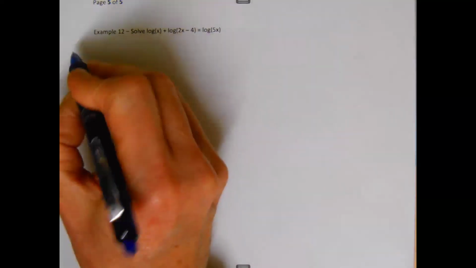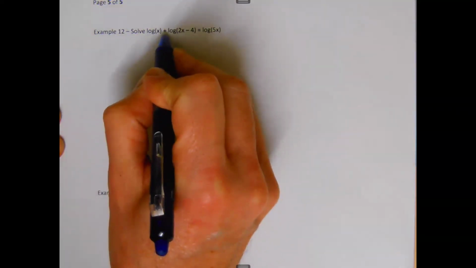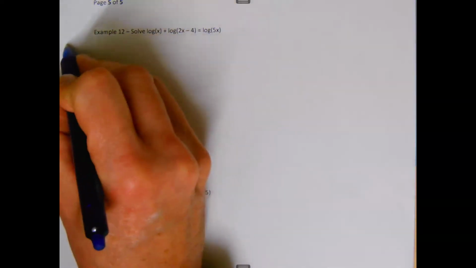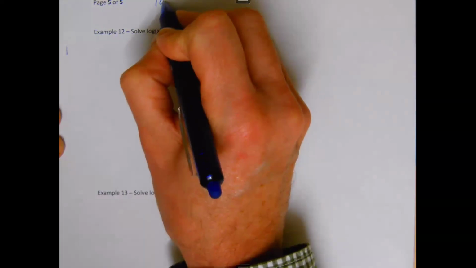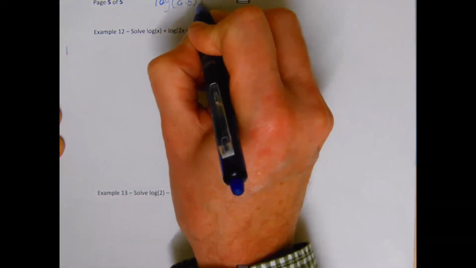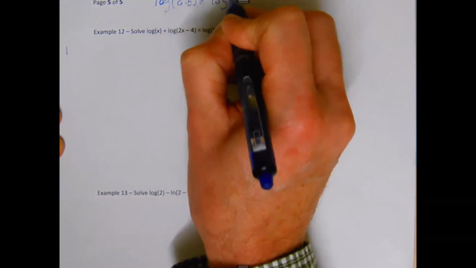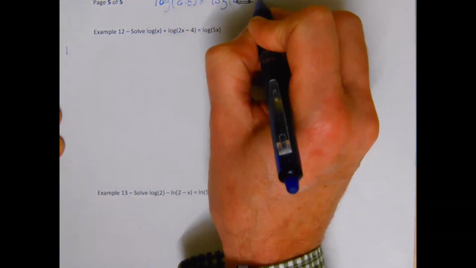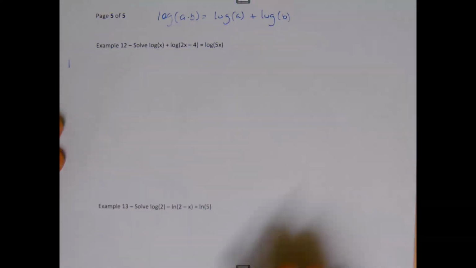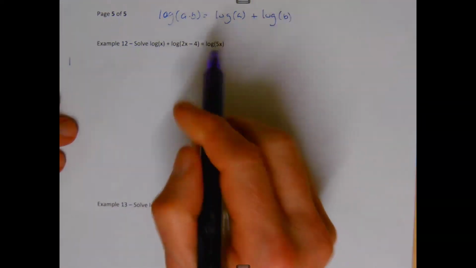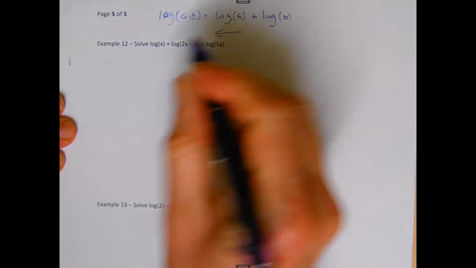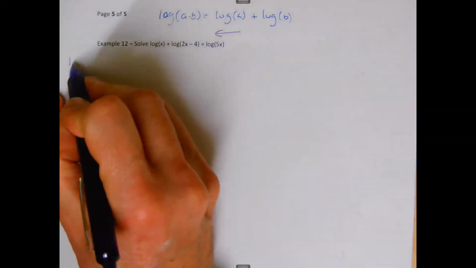So I'm going to use the log rule since we're adding these logs. Remember, there's a log rule, the product rule, that says log of a times b is equal to log of a plus log of b. So I'm going to use this rule backwards and write this as a single log.